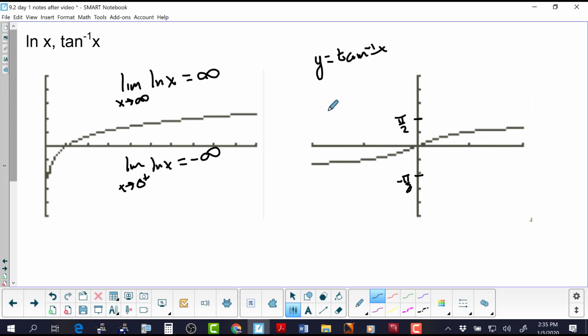So as we can say, the limit as x approaches infinity of inverse tangent of x is equal to pi over 2. We can also say that the limit as x approaches negative infinity of inverse tangent is negative pi over 2.